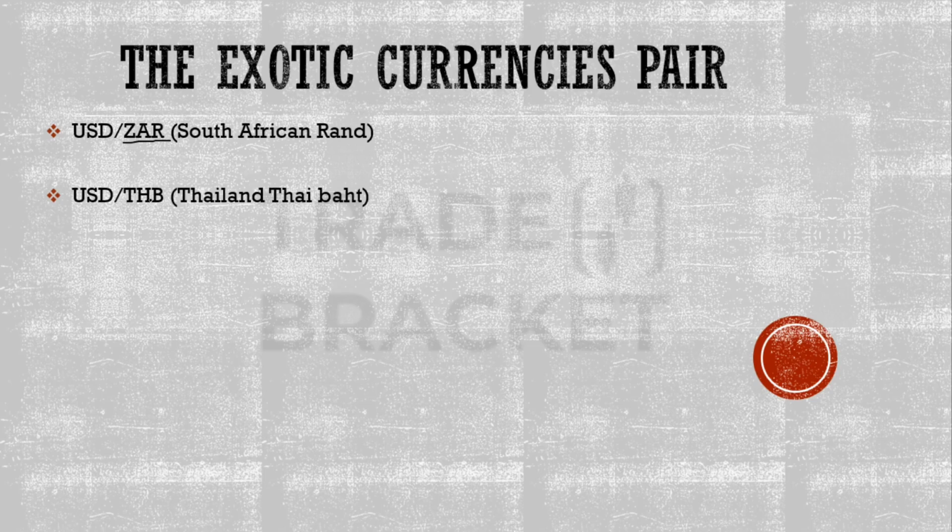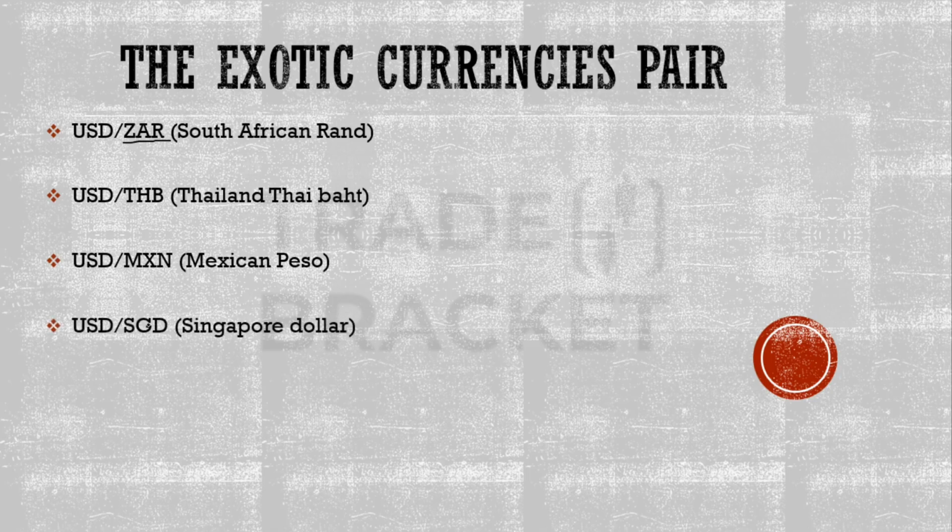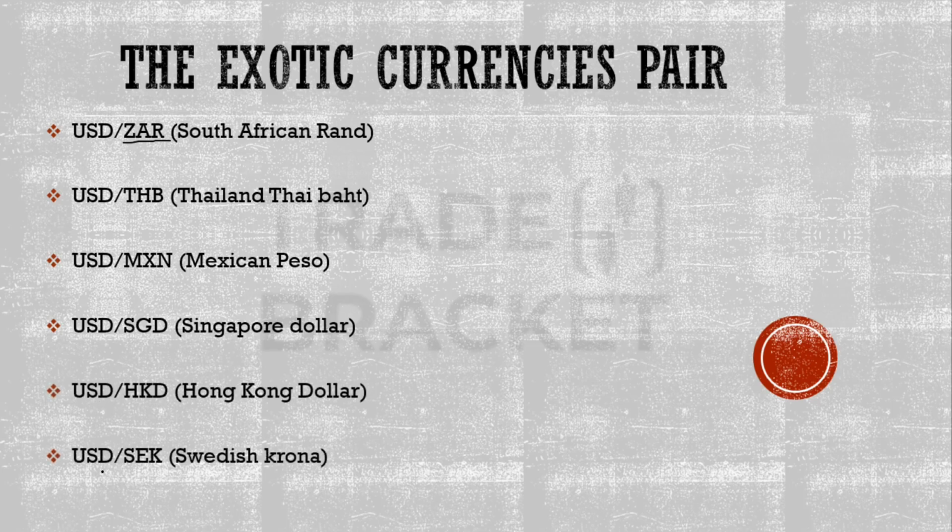All right, so you see other examples. You can have the United States dollar against the Thai baht, United States dollar against the Mexican peso, United States dollar against the Singapore dollar, United States dollar against the Hong Kong dollar, United States dollar against the Swedish krona. All right. And one thing I want you to note with exotic currency pairs, their spread tends to be very wide. All right, so you need to be careful while trading these exotic currency pairs. The spread tends to be very wide.